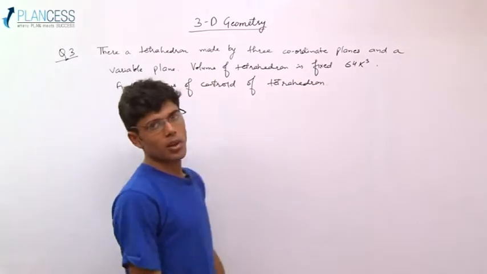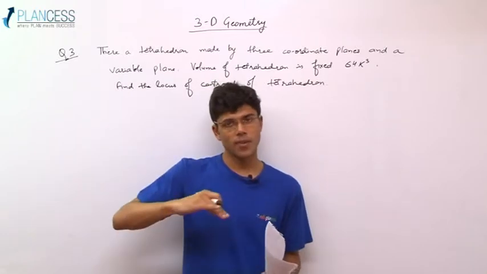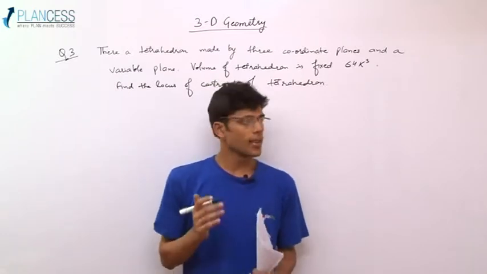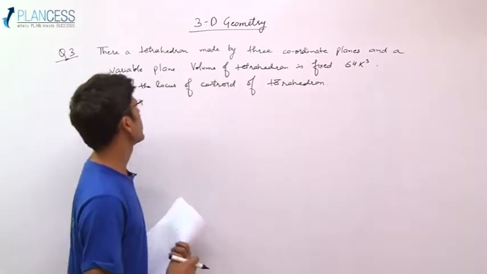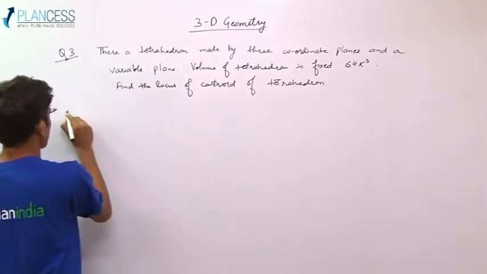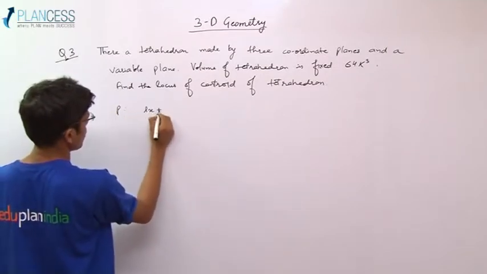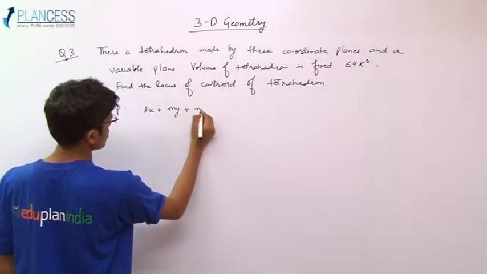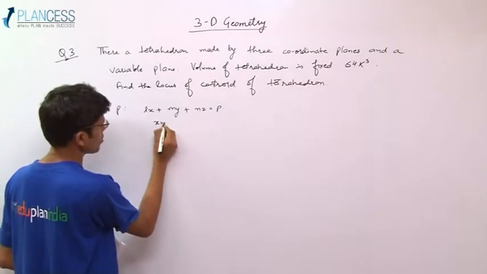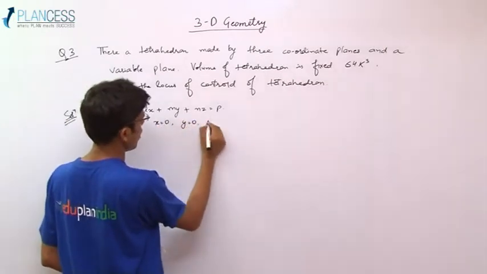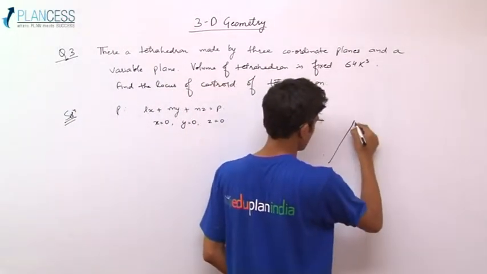So I once again repeat the question. We have a tetrahedron formed by 4 planes. The 3 planes are the coordinate planes, that is the xy plane, yz plane and xz plane, and there is also a variable plane. The volume of this tetrahedron is fixed, which is equal to 64 k cube. We have to find the locus of the centroid of the tetrahedron. So how will we proceed? Let the variable plane be Lx plus My plus Nz equals P. The other 3 planes are x equals 0, y equals 0 and z equals 0. So this is our tetrahedron, say.